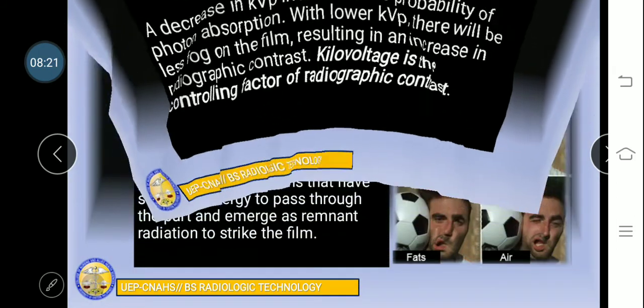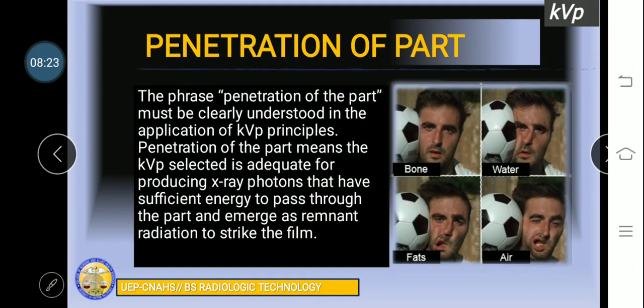What else? Okay, so now let's talk about the penetration of the part. Okay? So the phrase penetration of the part, wag kayong maging green-minded, must be clearly understood in the application of kVp principles. So penetration of the part means the kVp selected is adequate for producing X-ray photons that have sufficient energy to pass through the part and emerge as remnant radiation to strike the film.